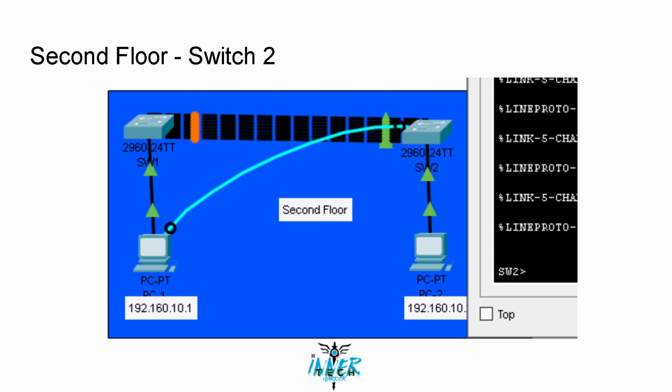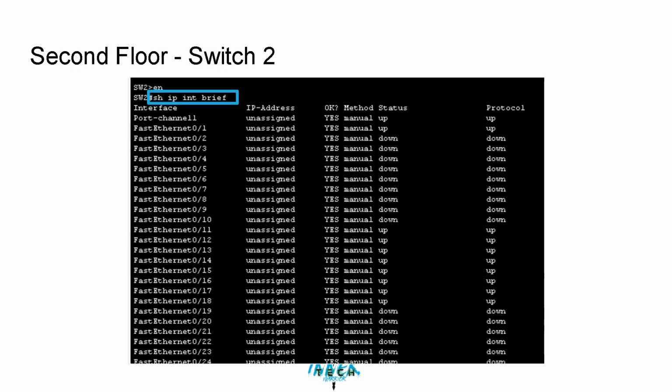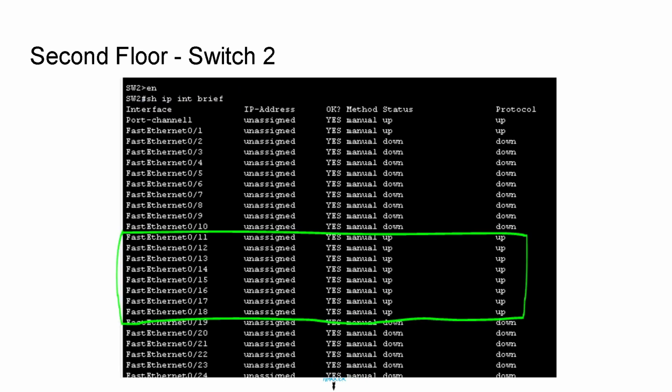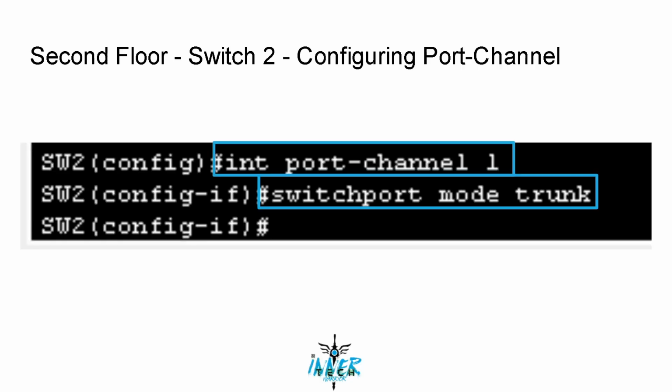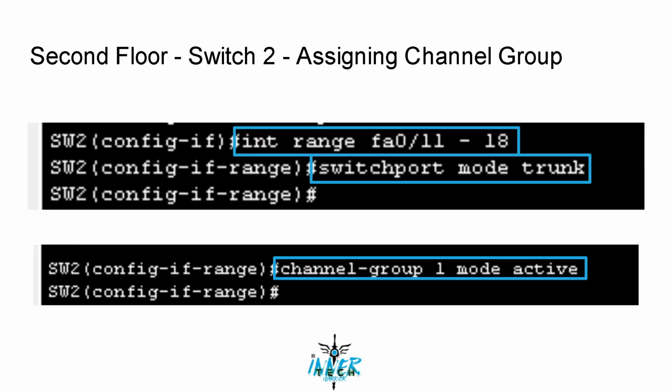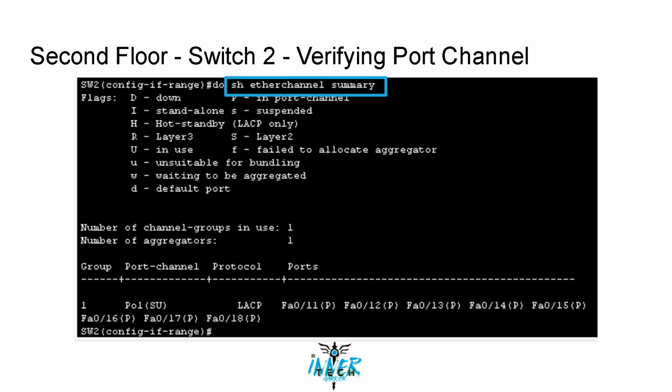We just have to repeat the process on switch 2 of the second floor, this time to complete the port channel. First, checking the interfaces, which appear to be the same FA0/11 through 18. Then we create the port channel interface. And finally, group the interfaces together by assigning them as trunk ports and then grouping them with port channel 1's channel group. Now let's verify the port channel with the show EtherChannel summary command.